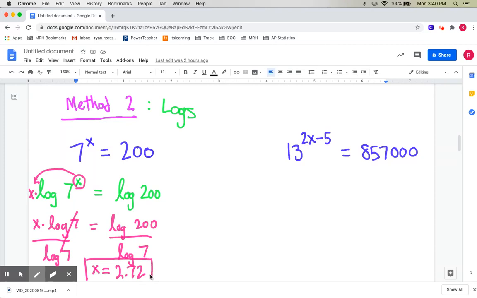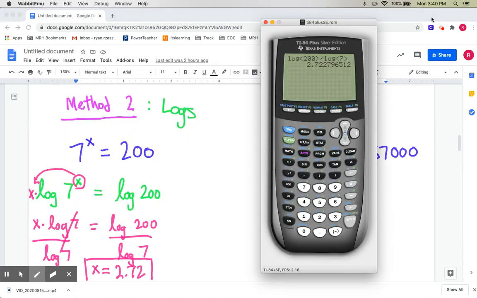Okay? So before, my only option here would be just guess and check. Try different decimals. Just keep on trying till I make a 200. But if you use logs to solve it, you get the exact answer without the guesswork.